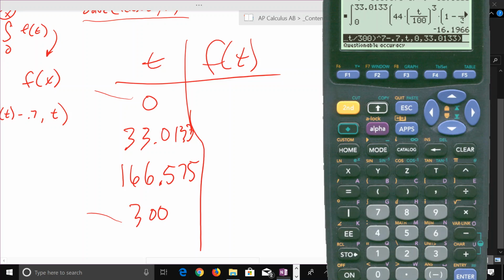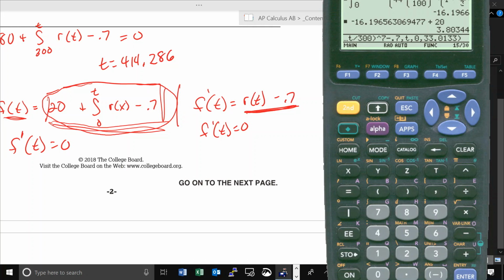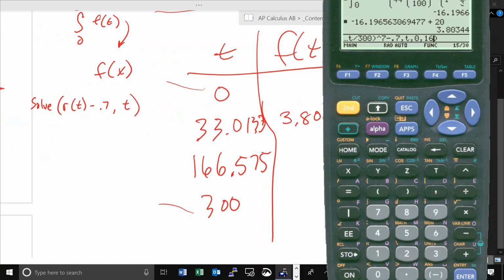Once we learn how to do the calculator over spring break, can we come back and redo this? Yes, absolutely. So this one is now, instead of from 0 to 33, I need to put in 166.575. Enter. This one's 138. Add 20. Don't forget to add the 20 on. So I get 158.07. All right, now 0, what's the integral of 0 to 0? 0. So this is just going to be 0 plus 20.